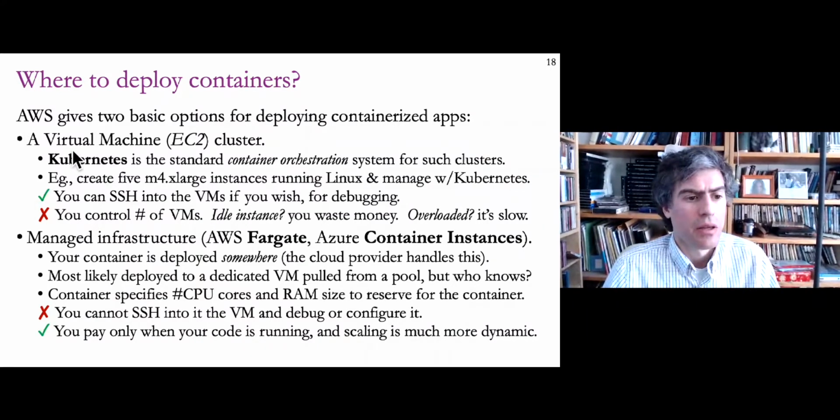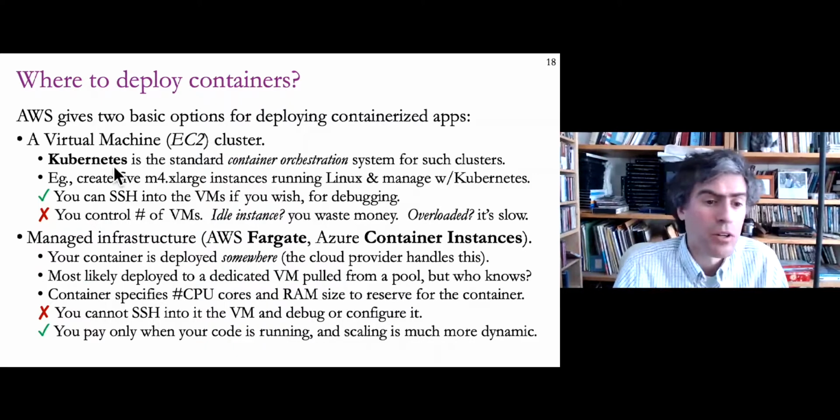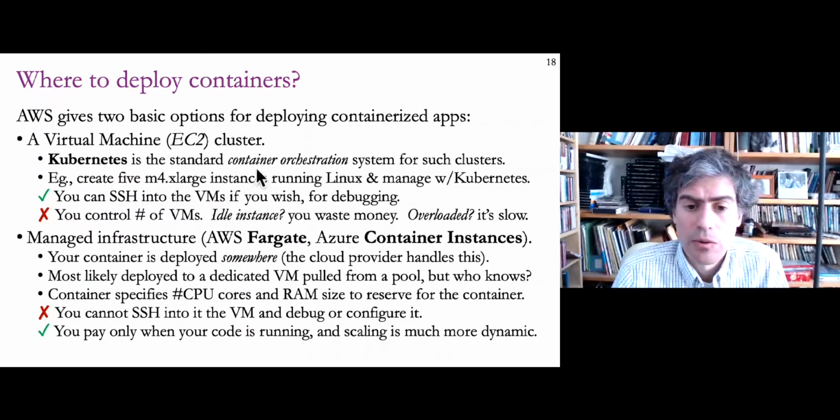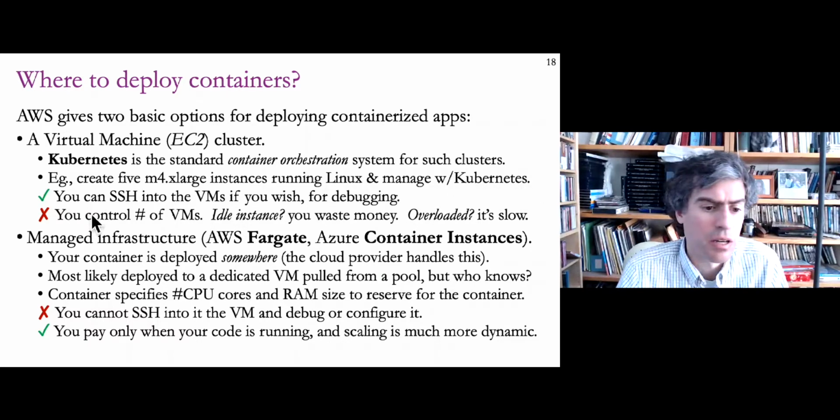So if you just have a pool of virtual machines, a cluster of virtual machines, let's say EC2 instances, Kubernetes is a software for managing containers. It calls itself a container orchestration system, which would deploy containers to that cluster. The benefit of this is that you can run it on your own hardware, and you have more control, being able to SSH into the virtual machines and do debugging. The downside here is that you have to control the number of virtual machines in your cluster.